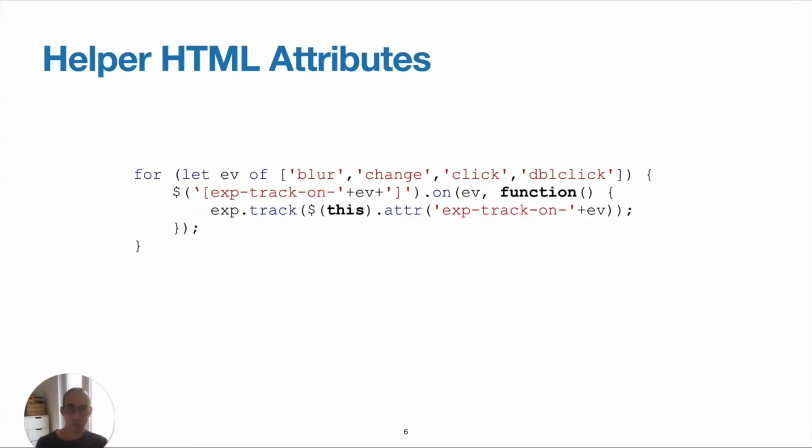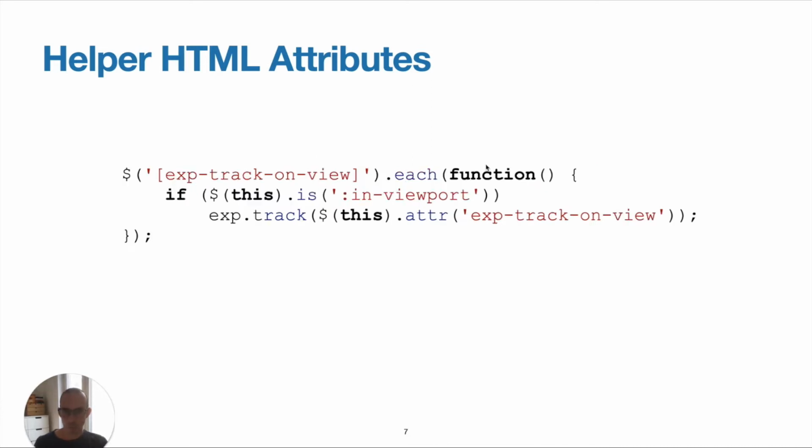So at Booking, we actually created some helper attributes that developers could use. First we created this track function in the client side as well. Before we had it only in the server side. And then we made a few helpers like this that would create some attributes that developers and designers could just put on the templates to track experiments without having to write a lot of code.